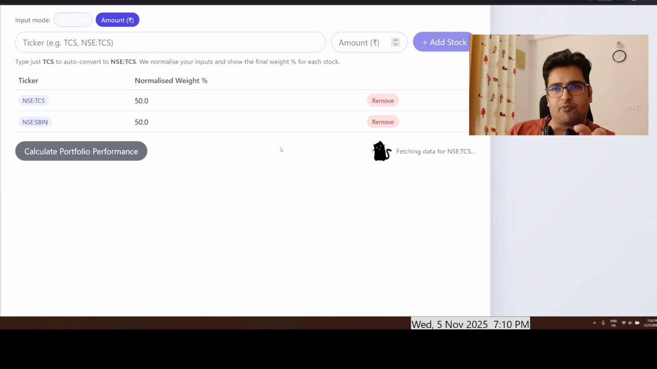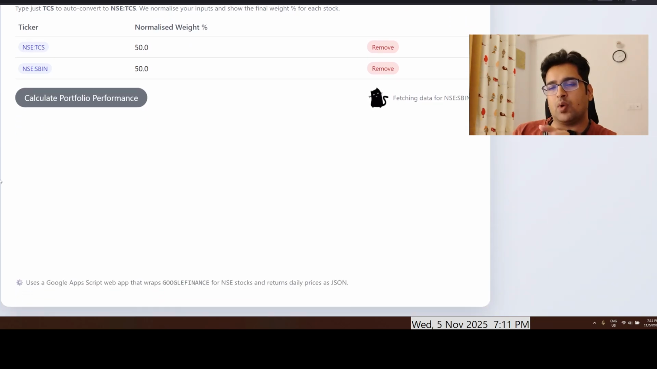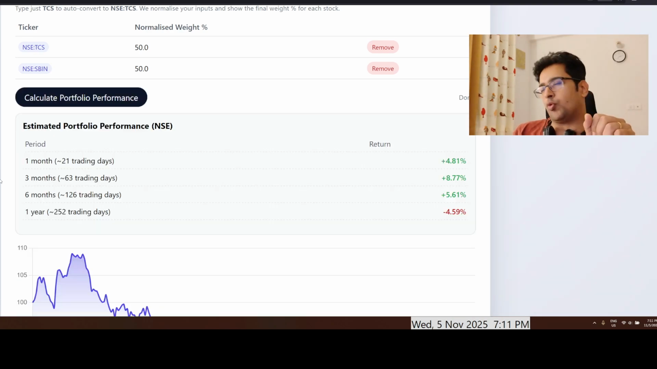When you do that, it fetches the data for both of these tickers, creates them into a portfolio by this weight, and then shows us what the performance has been over different time periods. And it also gives us a nice chart of the overall performance of the portfolio.